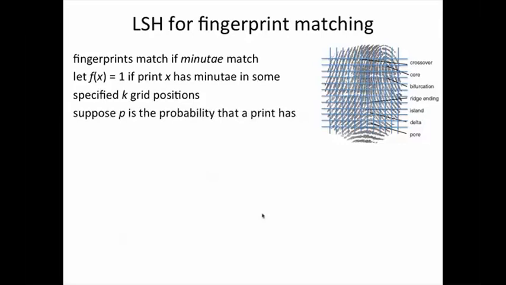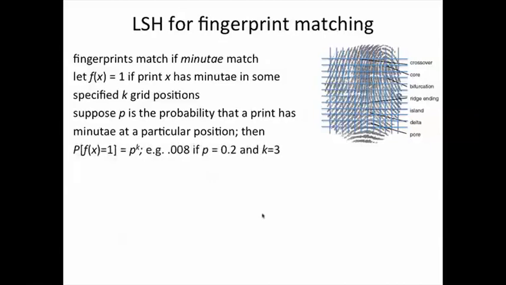Now let's consider the probability that any print has a minutiae in a particular position. Let that be p. Not every print has minutiae in every position, but across all possible prints, a particular position has minutiae with probability p. Let's assume that that distribution is uniform and the probability is p. Not necessarily a great assumption, but for our example, it will suffice.